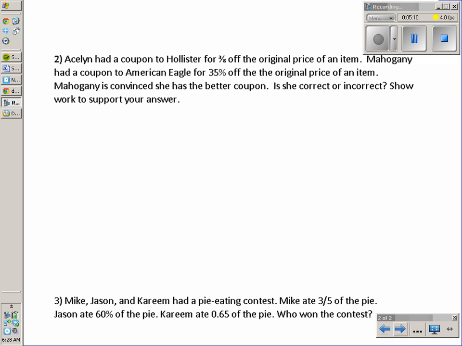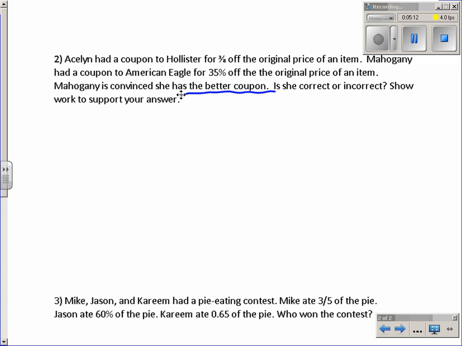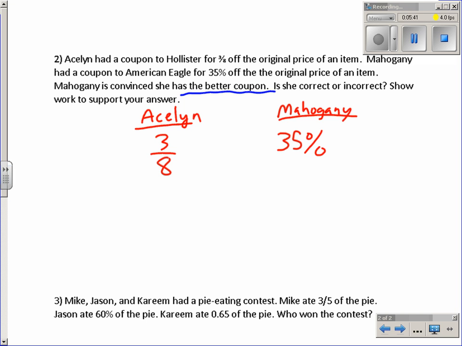So we need to see who has the better coupon. So if you're going to buy something, the better coupon will be the one that has the highest percentage or the highest amount taken off. So we're going to look for which of these is greater, 3/8 or 35%. 35% was Mahogany's. Oh, Aislinn's coupon was 3/8 off. So we want to see which one is greater.